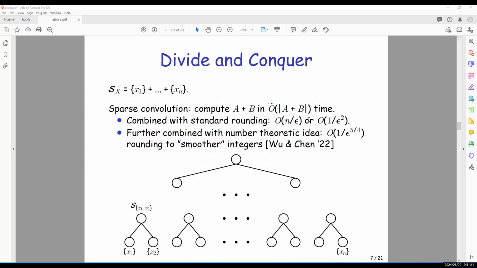which is still too large. In a very recent work, Wu and Chen actually showed that this running time can be further reduced to 1 over epsilon to the power of 5 over 4 by further combining some number theoretic idea. Roughly speaking, when we round the input integers, instead of rounding to an arbitrary integer of value 1 over epsilon, we can strategically round it to some smooth integer with a lot of prime factors. Using this idea, they are able to bring down the running time of the whole divide and conquer framework. But unfortunately, this idea does not further lead to linear time.